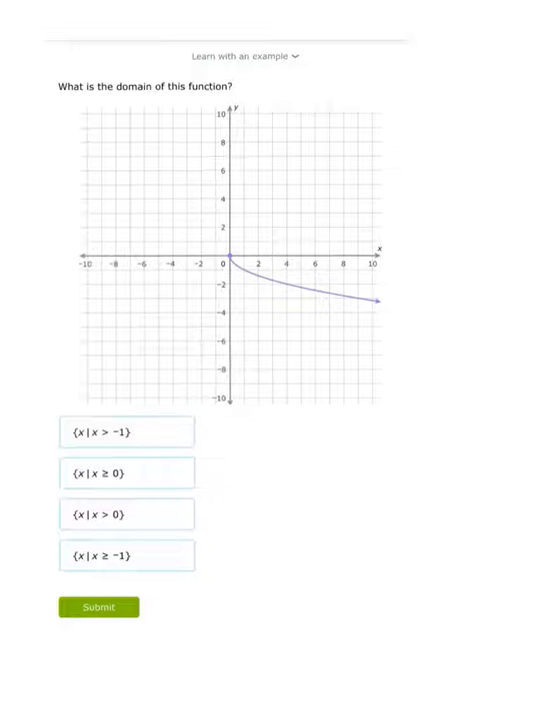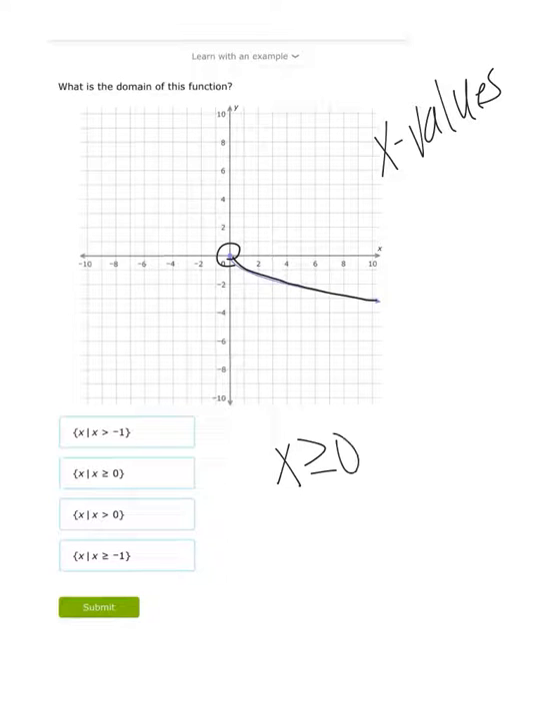The first question is, what is the domain of this function? So domain has to do with the x values. My first point I can see is right here at x equals 0, and then all of my x's are greater than that. So this would have to be x is greater than or equal to 0.